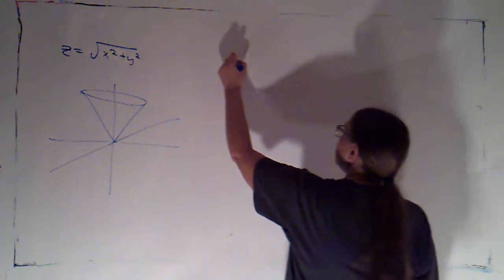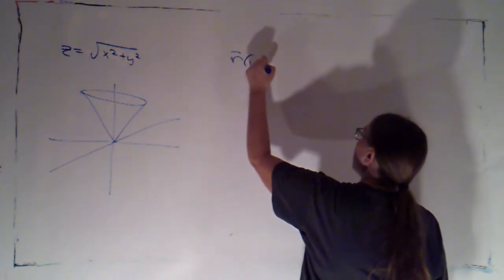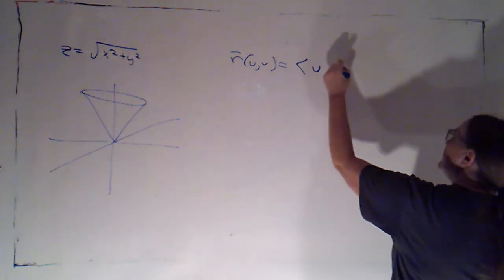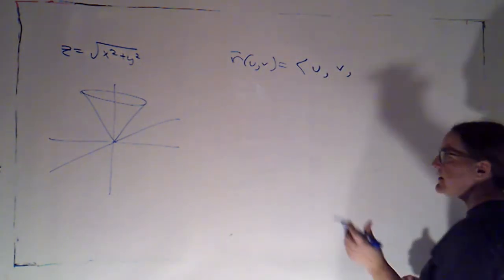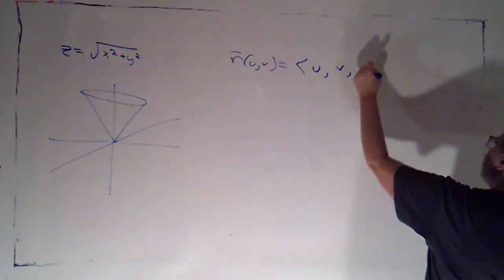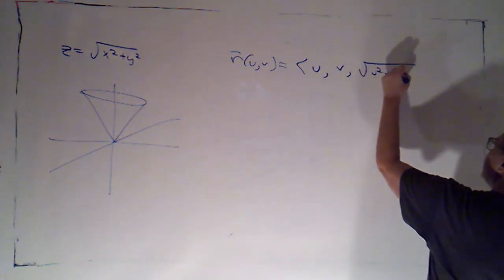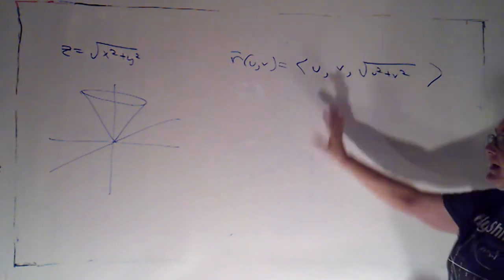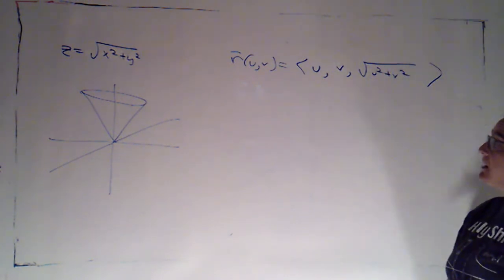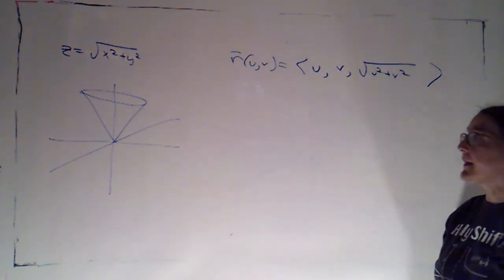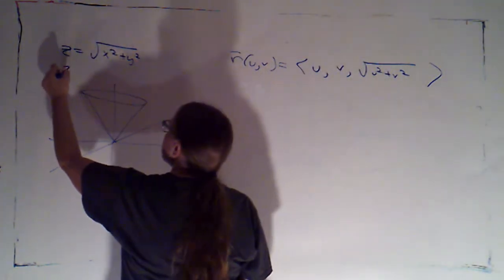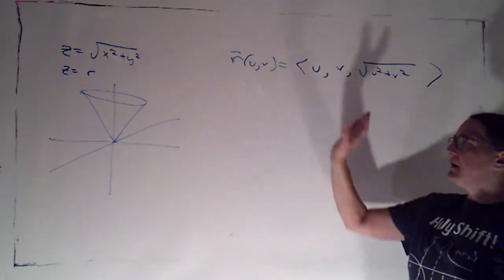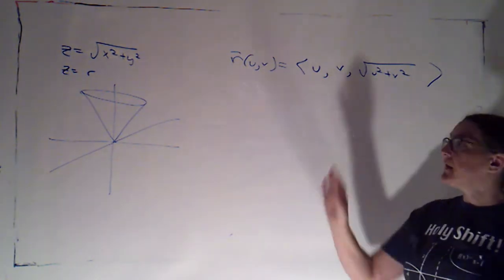So I could certainly describe that as r of u, v is equal to, let's let x be u, let's let y be v, and then we would let z be the square root of u squared plus v squared. Okay. So I can take advantage of the fact that, great, that was a function of x and y. But this means that z is also, if I work in polar coordinates, z is equal to r.